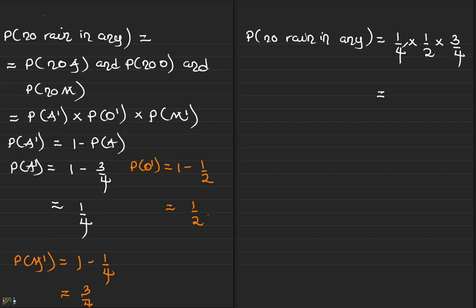Simplifying, we have 1 times 1 times 3, which also gives us a 3. And then 4 times 2, which is an 8. 8 times 4 gives us 32. So this also implies that the probability that there will be no rain in any of these communities is simply a 3 over 32. And that ends question number 5, which is very, very simple and direct.